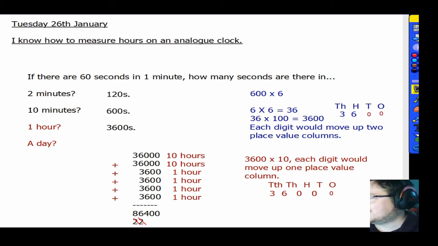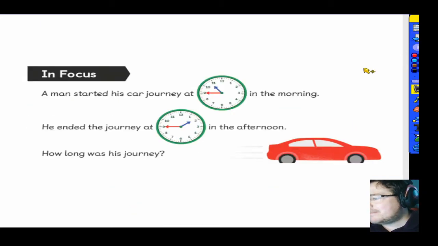Now for the day. I know how to measure hours on the analog clock. Let's go. A man starts his journey at... Okay. He ended the journey at... Okay. How long was his journey? We need to count the hours. I'm going to pause here, let you count the hours. Off you go.